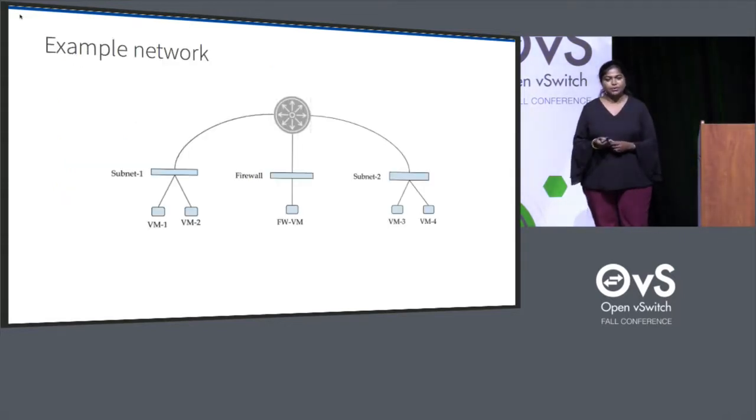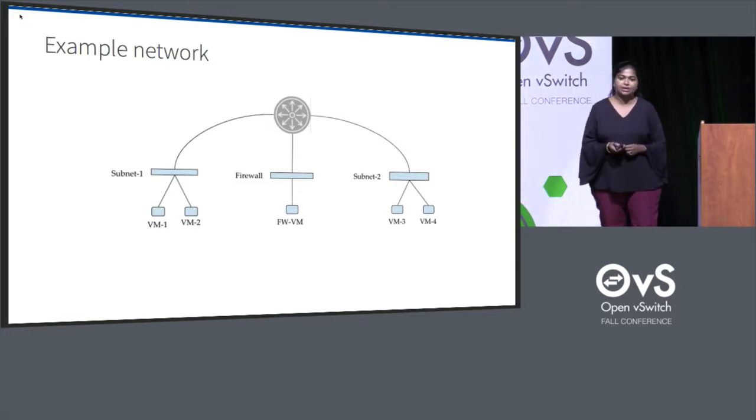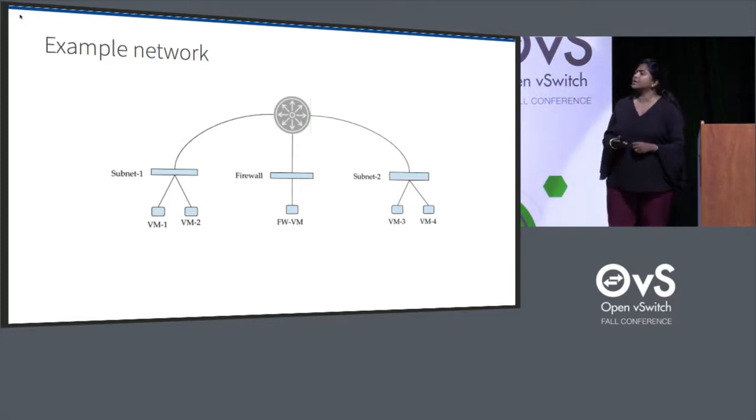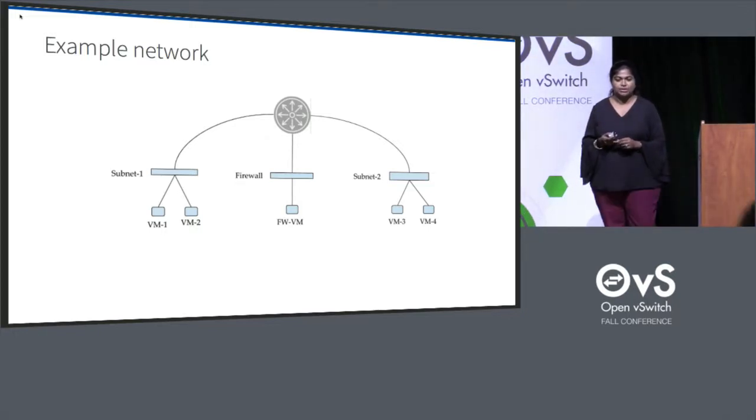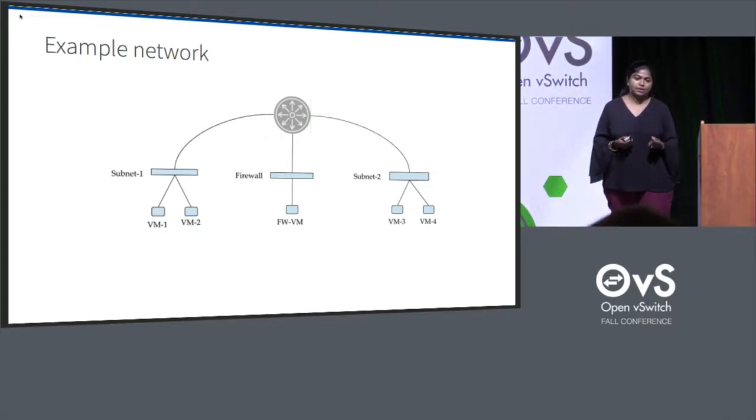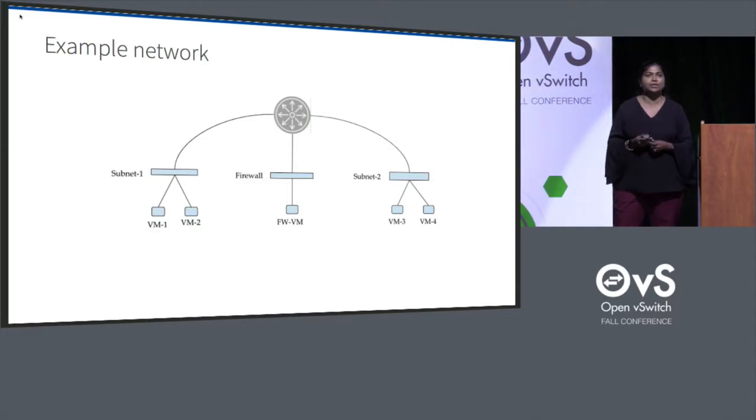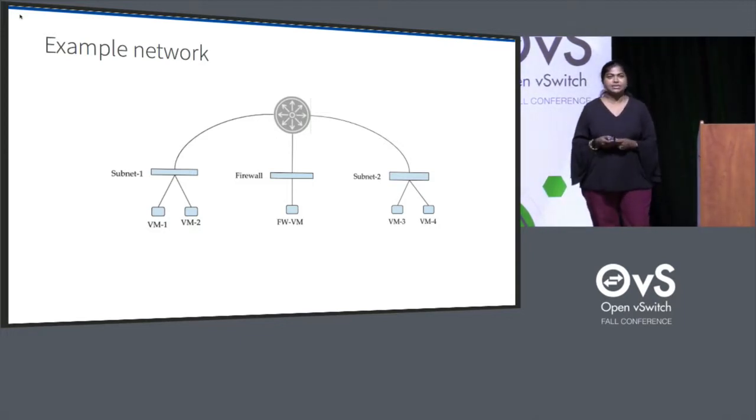I have an example network here. There's a single logical router right on top. There are two logical switches, subnet 1 and subnet 2. Subnet 1 has VM1 and VM2. Subnet 2 has VM3 and VM4. There's a third logical switch called firewall that's hosting a firewall VM.